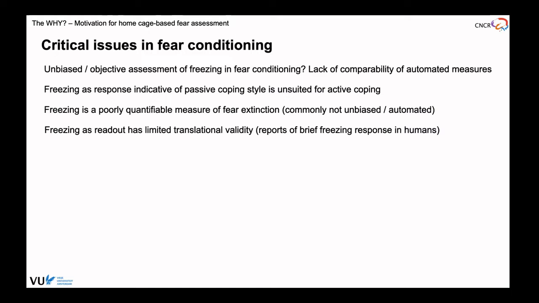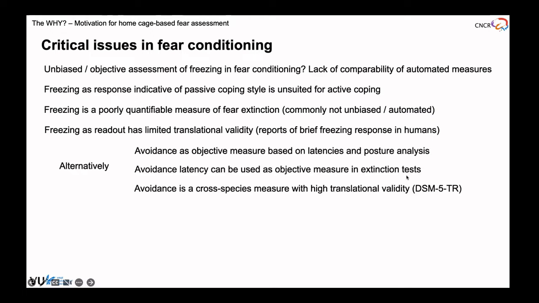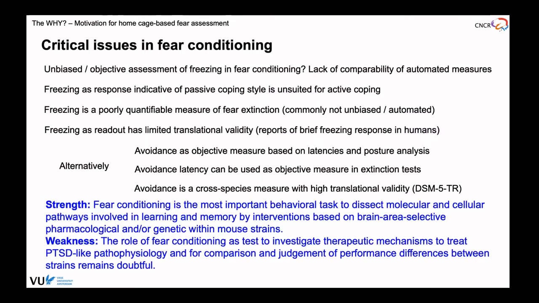And unfortunately, the restraining conditions for startle experiments are so tough that animals that would voluntarily go into the startle box when they are naive would never re-enter the startle box once they have been in a session, because they associate this. So what are we doing? My point here is we have to be looking at alternatives. Of course, avoidance as an objective measure based on latencies and posture analysis. I will show you some data on this. And I also propose an objective measure as in extinction tests. Avoidance is a cross-species measure with high translational validity.